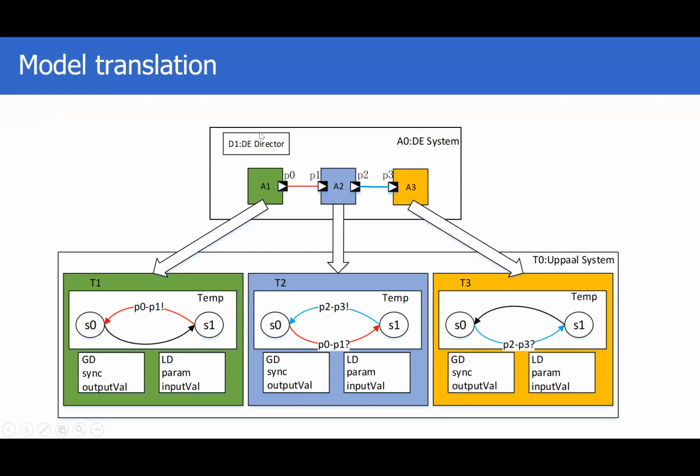Now we can see that for this P0 to P1, for this connection of the 2 ports, we translate to a synchronization P0, P1. And this is another synchronization with the blue line. And all the synchronization and the output value are defined as global data, and the input value and the parameter are defined as local data.